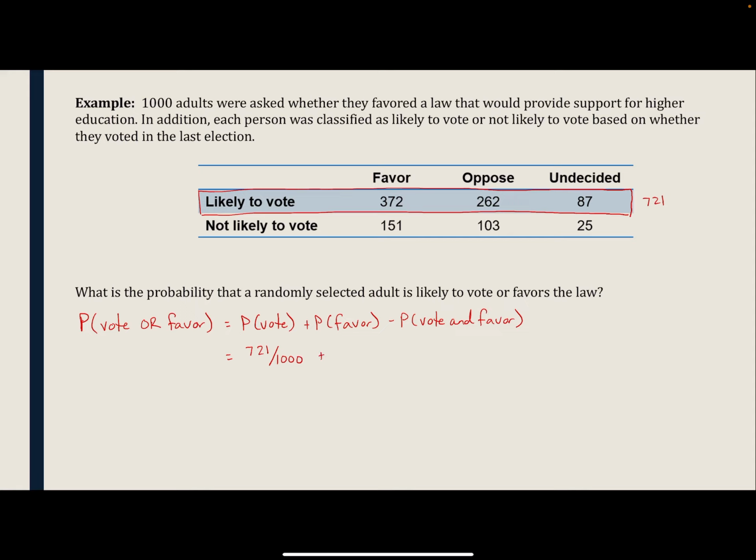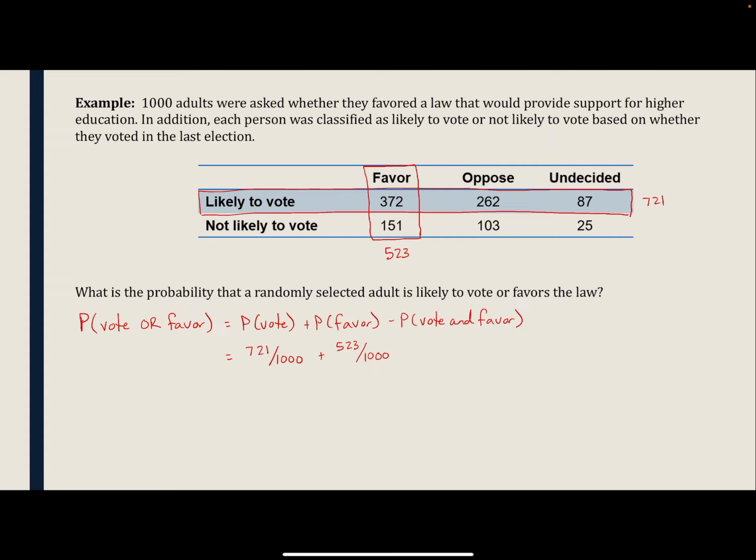When I want to find the probability that they favor the law, then I'm going to look at the column for favoring the law. And again, I want to total up the 372 and the 451. So 372 and 451 is going to give me 523. So that means that the probability that an adult will favor the law is 523 out of 1,000.